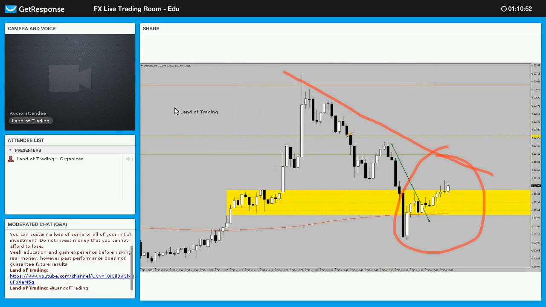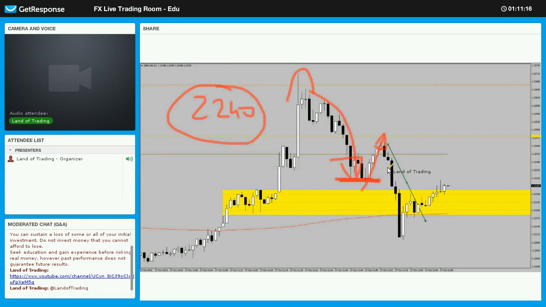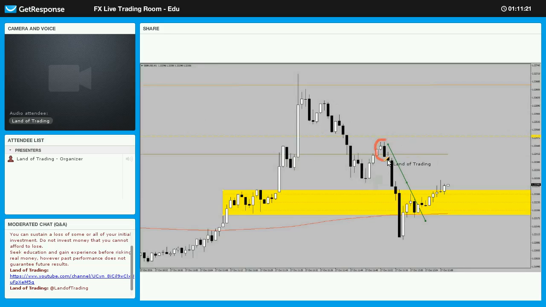So what happened? Supply came in. I've mentioned about 2240 would be good to see the close above. We saw the first pullback, and here I was complaining that 3 pips missed, and we went a little bit higher, right, towards 40. But suddenly we saw another possible supply coming into the market.